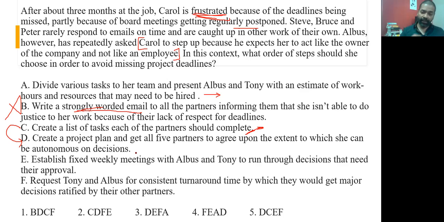If she has to keep going back to Albus and Tony and the other 3 for everything, then obviously the delay will happen. But if she has clarity in the project plan saying what all decisions can I take on my own, what all decisions do I have to reach out to you for. Also remember, it's not just about asking them what can I do and what can I not do. There is a subtle subtext below D, right?